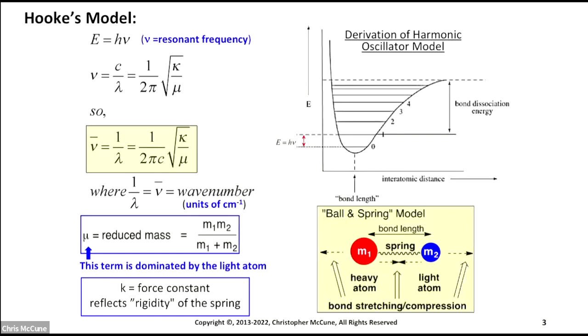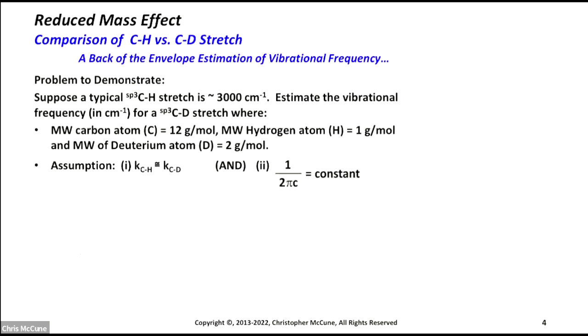All right, so let's think about a problem here, comparing a CH versus a CD stretch. So, hydrogen and deuterium are very similar in their functionality. They're both essentially hydrogen atoms, but a deuterium atom has one mass unit higher. Okay, so there's a difference in mass now.